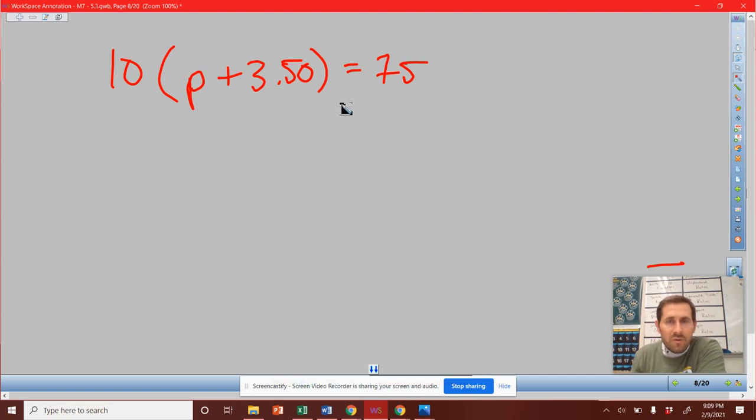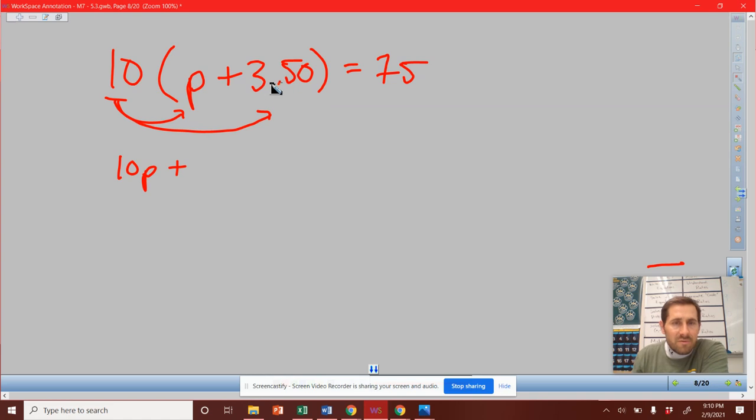First thing you could do is you could choose to distribute this out and get a clear two-step equation. So 10 times P is 10P. 10 times $3.50 is $35. We just would move the decimal one place, right? I don't need the zero anymore. And then that equals 75. That's one way you can solve this problem.